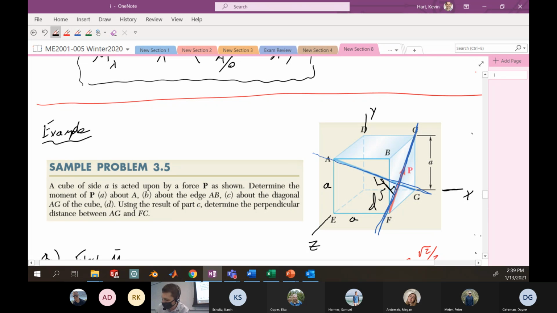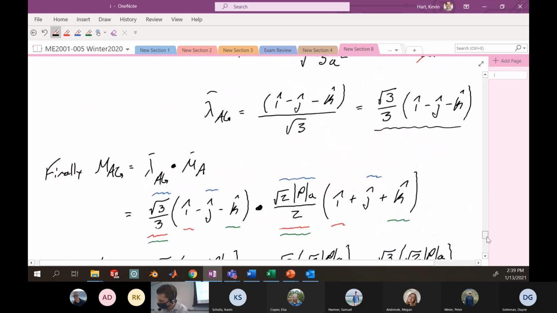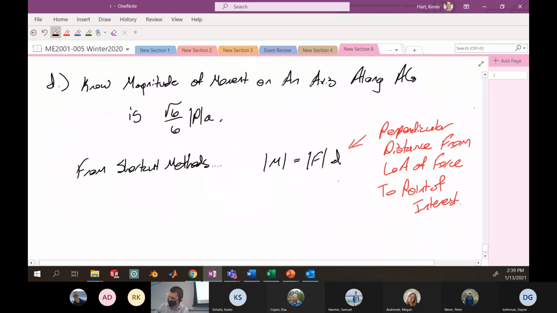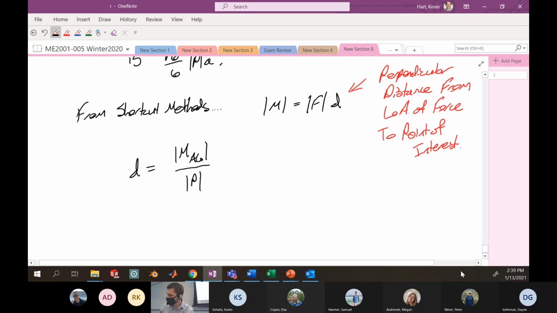Last week, we knew that if we knew what the moment was about a particular axis or about a particular line, and we knew the line of action of a force, which is the line of action of this force P, then D is the shortest or the perpendicular distance between those two. So in this situation, the perpendicular distance between the two is the magnitude of the moment, which acts along AG, normalized by the magnitude of the force P, which is given.